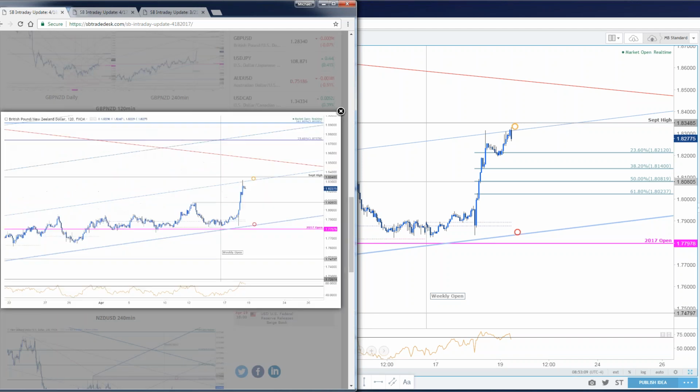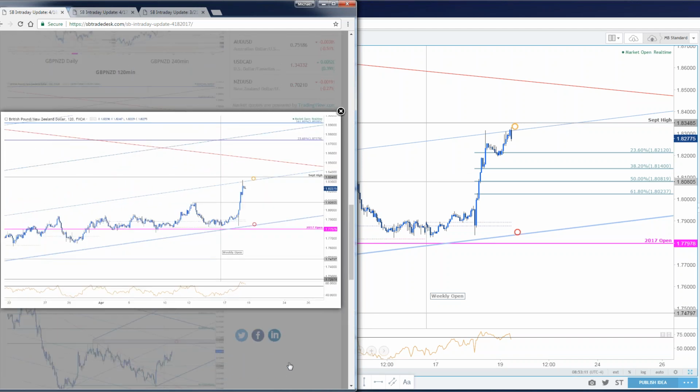Questions on sterling Kiwi? I know it's a little bit odd of a pair, and so is Kiwi CAD, which is what we'll go over in a moment. But I can't control it. Where the setups are, that's where I'm going to point you guys. Doesn't matter what the asset is. Could be seashells for all I care.